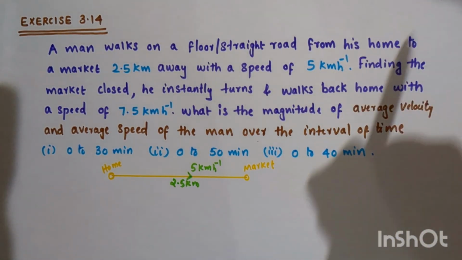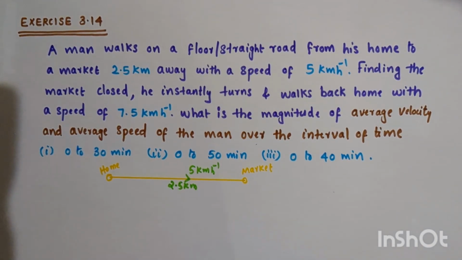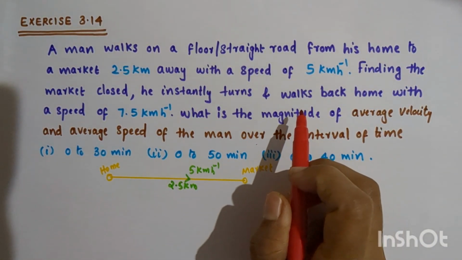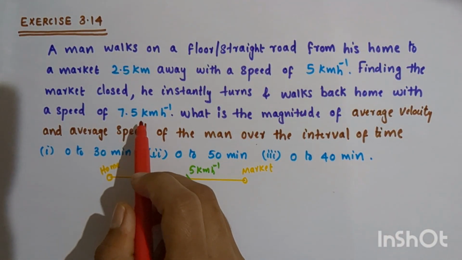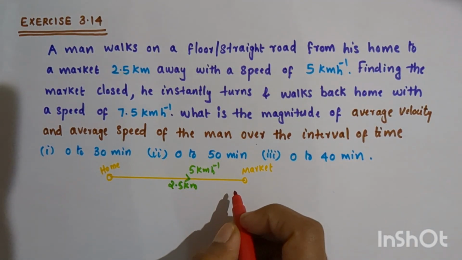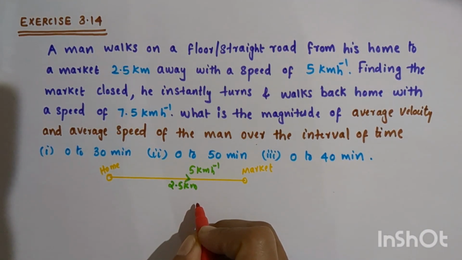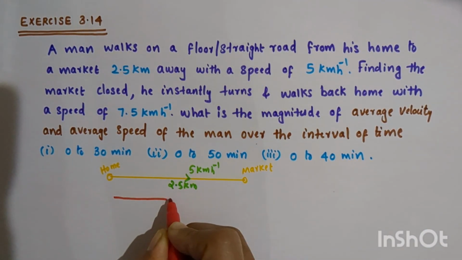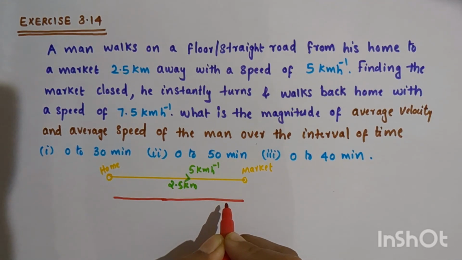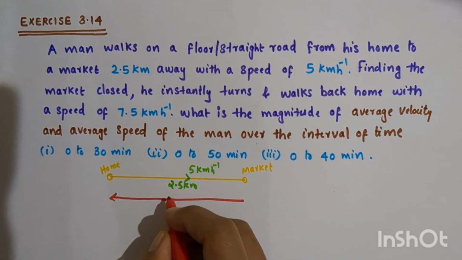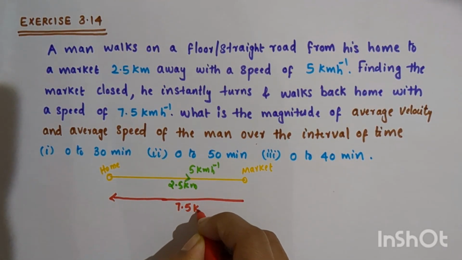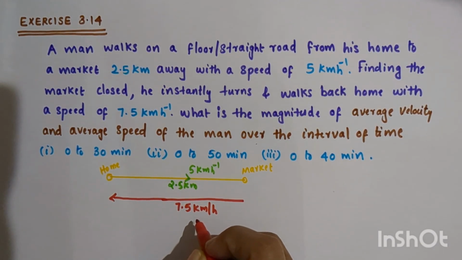Now, finding the market closed, he instantly turns and walks back home with a speed of 7.5 kilometer hour raised to minus 1. So he is not stopping here at the market, he is walking back from the market to his home with a speed of 7.5 kilometer per hour.